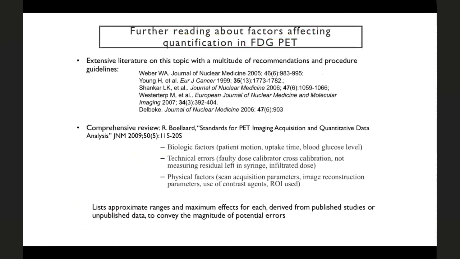So I just wanted to include this information, so if you're interested in learning about a more exhaustive list of all the things that can affect quantitation in FDG PET in particular, here are some references that go through, and I really like this one by Ron Ballard that not only lists all of the different factors, but also gives you approximate ranges of how much that particular factor affects the data.